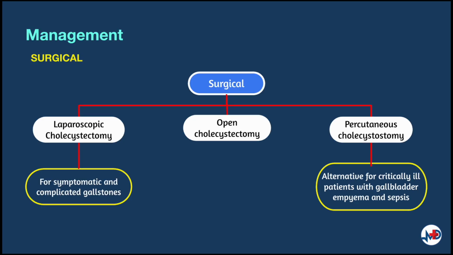So can cholecystitis be treated without surgery? Laparoscopic cholecystectomy remains the surgical choice for symptomatic and complicated gallstone diseases, with a shorter hospital stay and shorter convalescence period than open cholecystectomy. Percutaneous cholecystostomy is an alternative for patients who are critically ill with gallbladder empyema and sepsis. Although cholecystectomy is generally recommended for acute acalculous cholecystitis treatment, non-surgical management can be considered in patients at high risk for surgery.